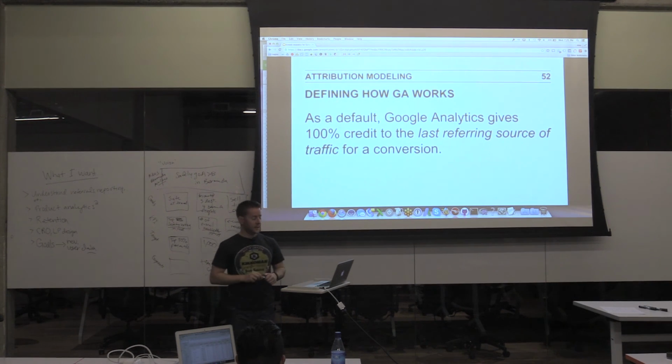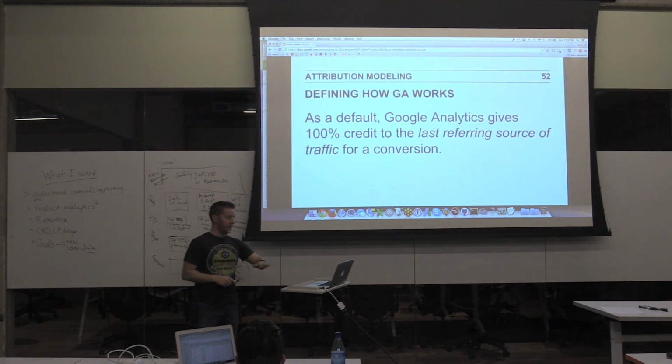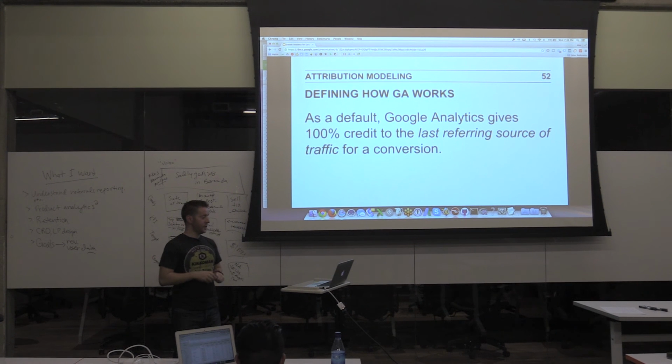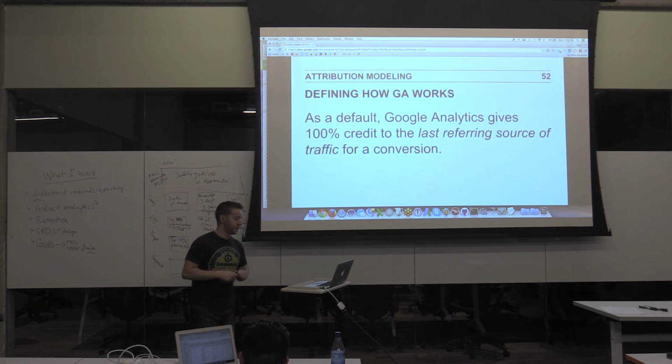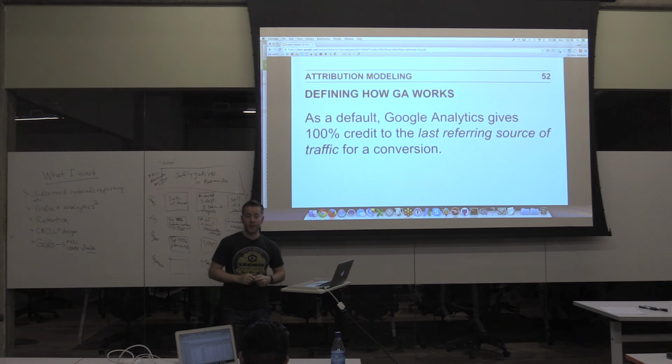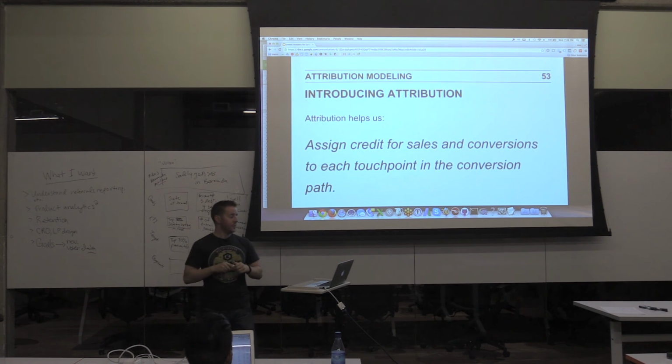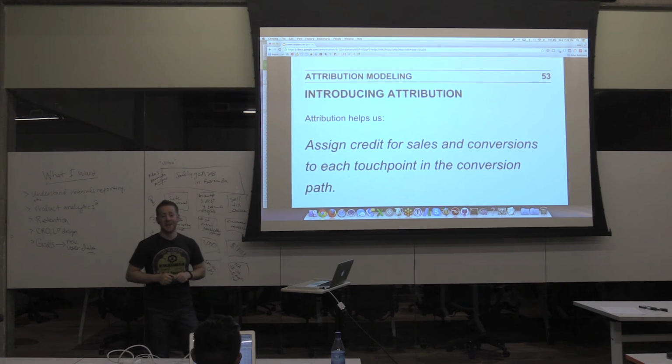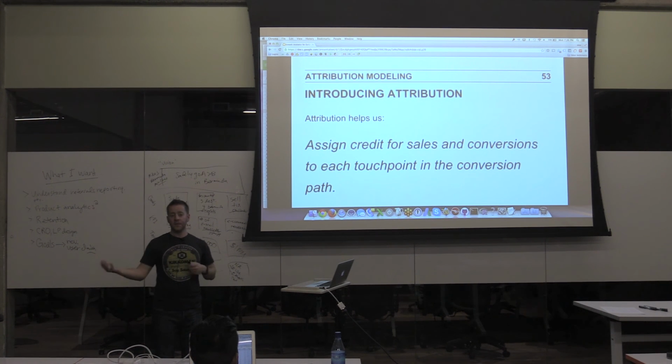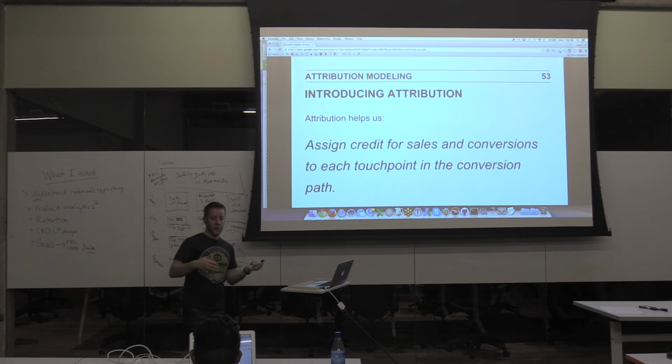So last but not least, and this will be a little bit of lecture and a little bit of exercises. With GA, when you start talking about conversions, they are crediting conversions 100% to the last referring traffic source. That's just how it's default. It's known as last click attribution. So in introducing attribution, the idea is that you want to assign credit for sales or conversions that happen on your website to each step along the way, or the conversion path.